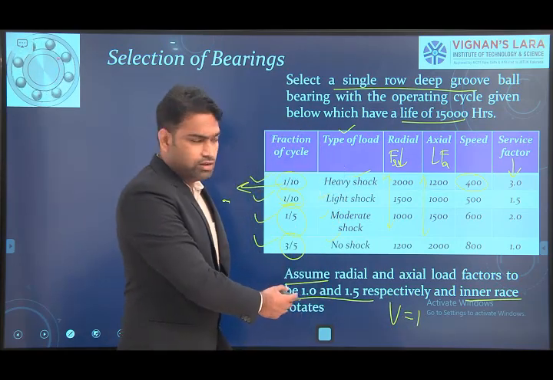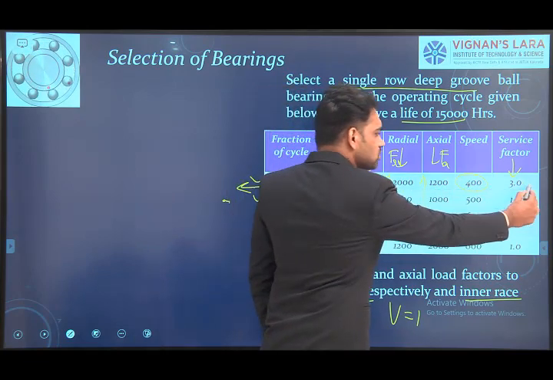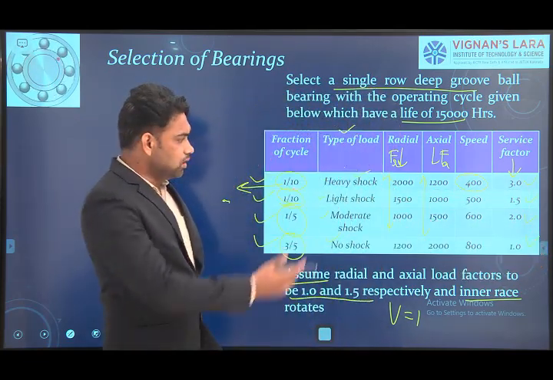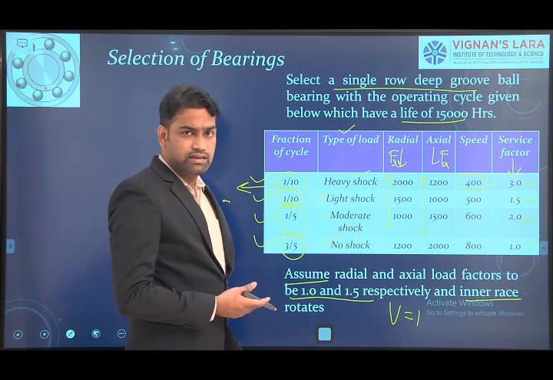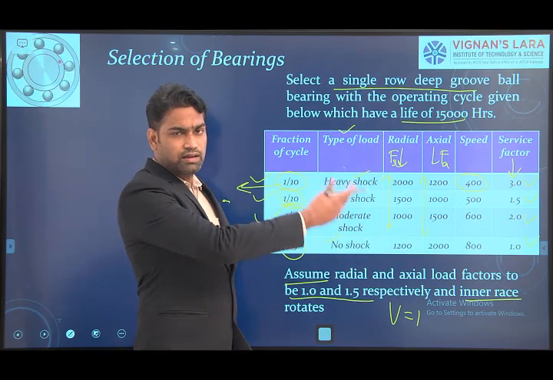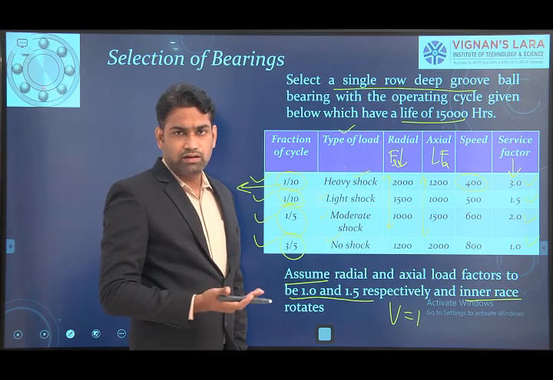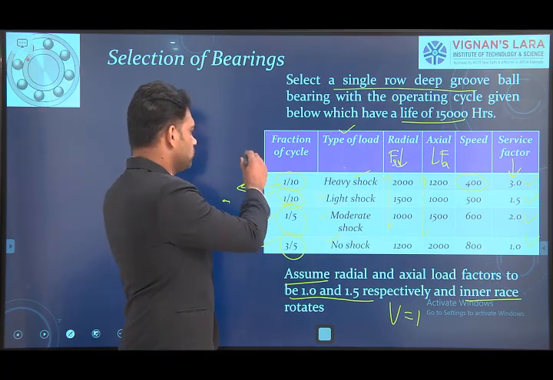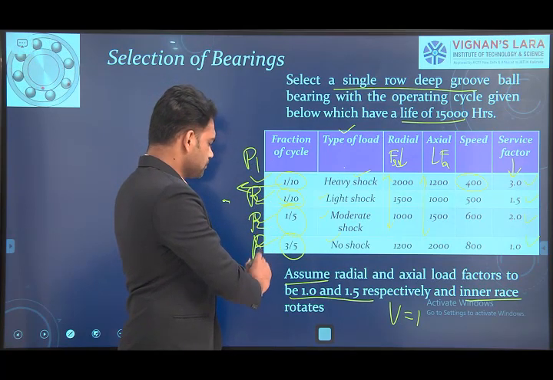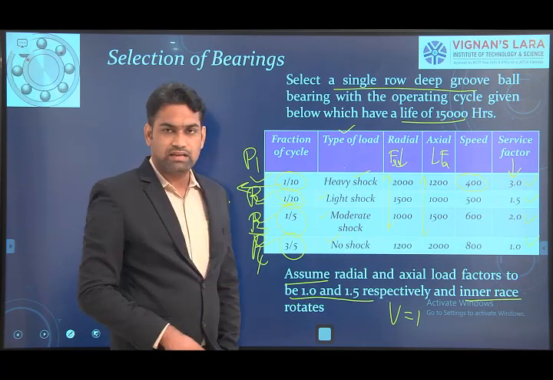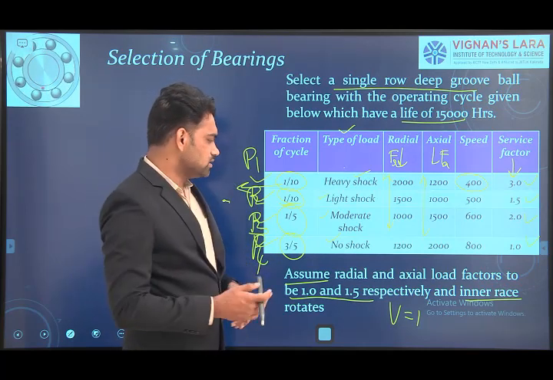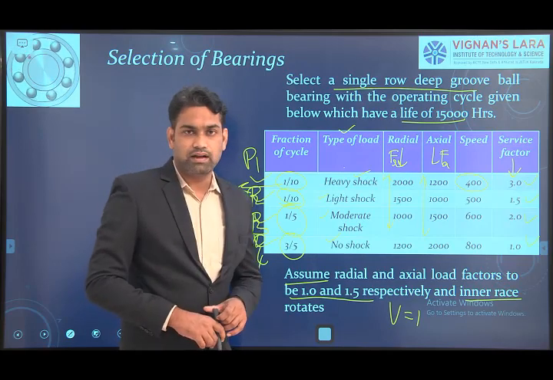X and Y are also given, as well as the service factors S1, S2, S3 and S4, for all the cycles. FA1 and FR1, FA2 and FR2, likewise, we know the magnitudes, so that you can calculate P1 and the equivalent dynamic load for all the cycles, P1, P2, P3 as well as P4, using the equation XVFR plus YFA. So let us see how to select the bearing.